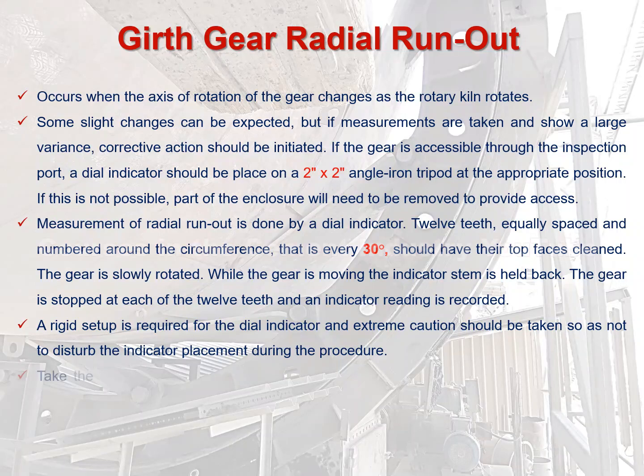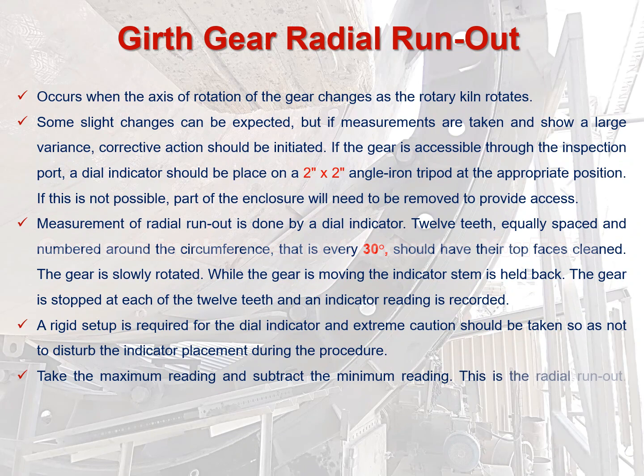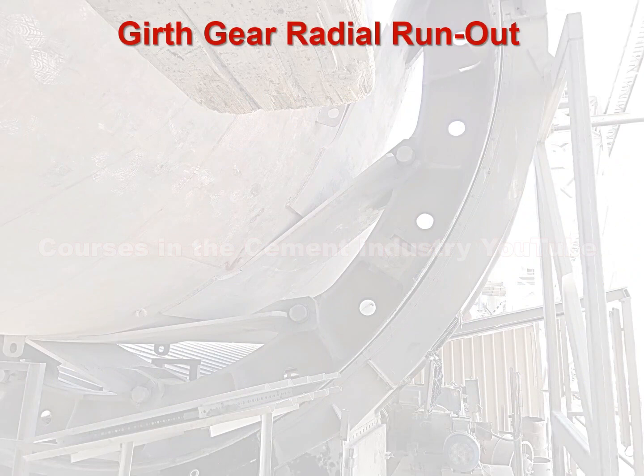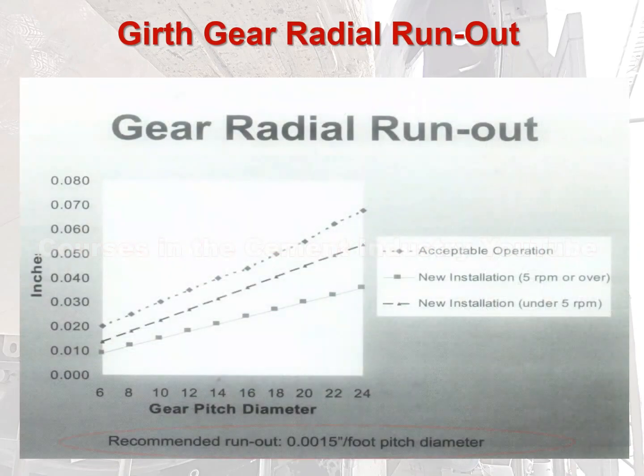5. Take the maximum reading and subtract the minimum reading. This is the radial runout. Compare this to the acceptable value for your gear. Values exceeding the acceptable values will reduce the service life of the gear set. We follow together. Girth gear radial runout. In this picture, recommended runout: 0.0015 inch per foot of pitch diameter.